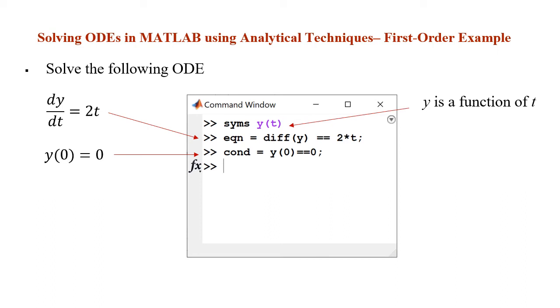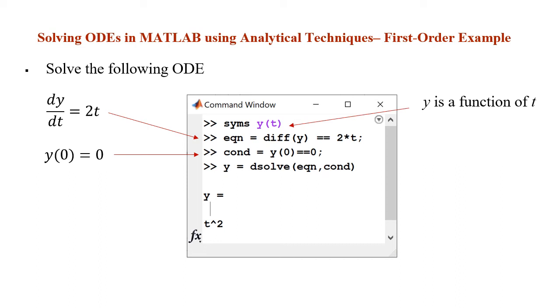Next, I'll call the function dsolve, and then I'll assign the result in a variable named y. So y is equal to dsolve, and then I'll list the equations that happen to include the condition equation, of course. So the result was given as y is equal to t squared.